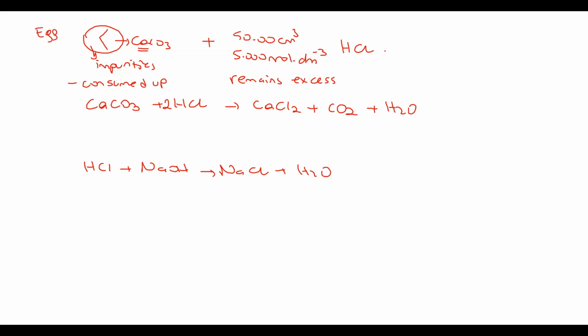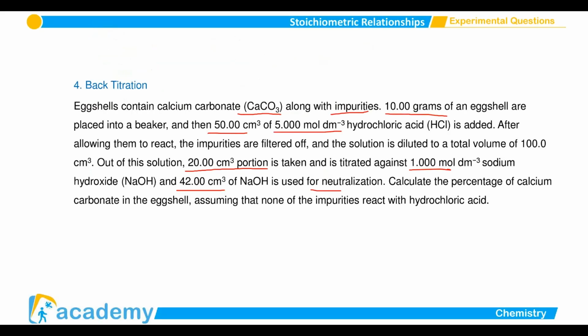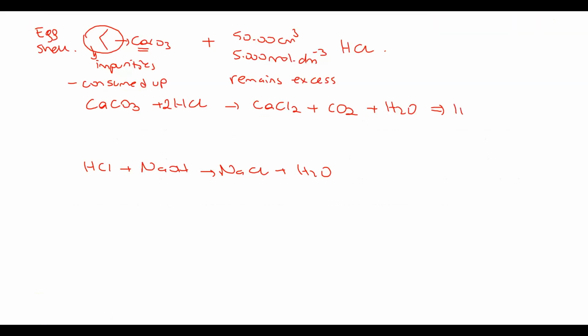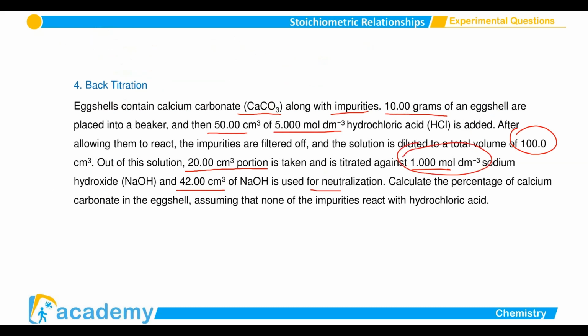This is the eggshell. After we make this reaction, they filter this off to remove the impurities, and they dilute it up to 100 cm³. So the total volume is 100 cm³ here, but we use a smaller portion, which is 20 cm³. So you have 20 cm³ of the remaining excess hydrochloric acid solution, and you titrate it against sodium hydroxide, which is 1 molar, and 42 cm³ is required.